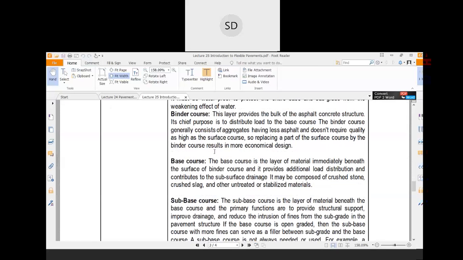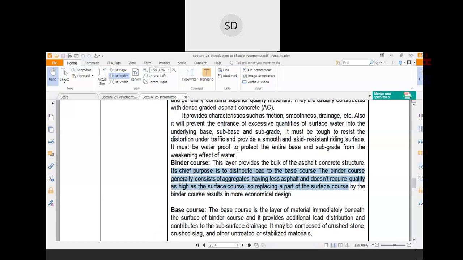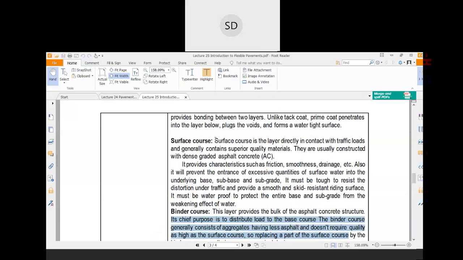So I've discussed all these things: surface course, binder course. So see, this layer provides the bulk of the asphalt concrete structure. Its chief purpose is to distribute load to the base course. The binder course generally consists of aggregates having less asphalt and doesn't require quality as high as the surface course, so as to replace a part of the surface course. So that is basically a binder course. In the binder course, bitumen content would be very much lower.